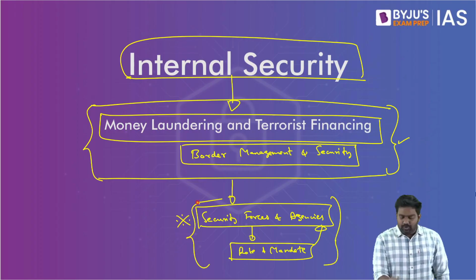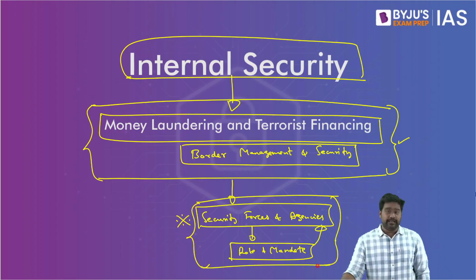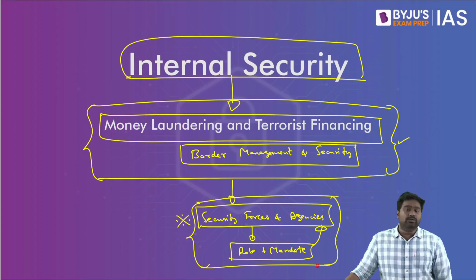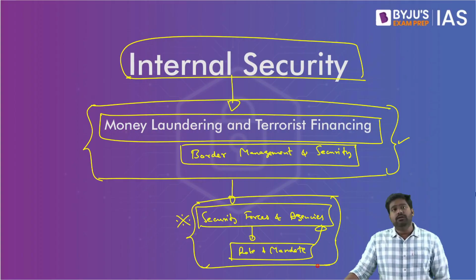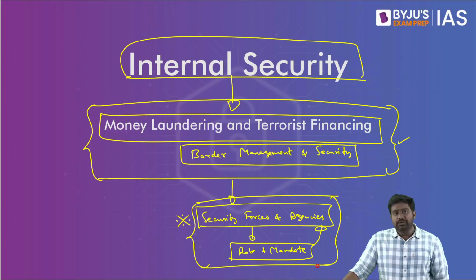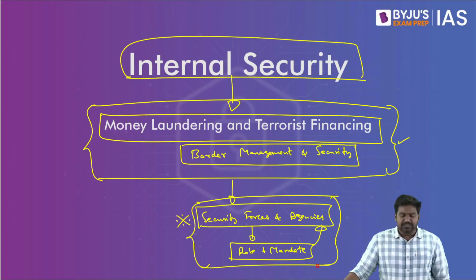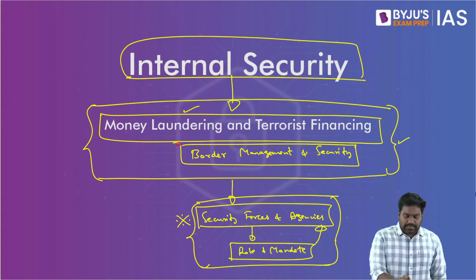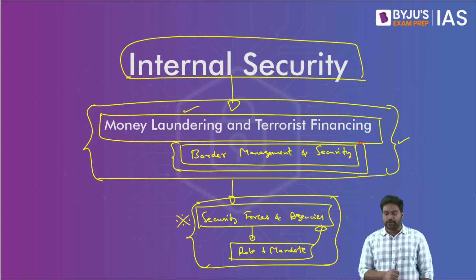Like, for example, we have already covered a few, like NIA, right? We have understood what is NIA, what is its role. Like that, we have to cover many other security forces and agencies of India. So we'll keep that to the last. That's the last topic. But first, let's focus on money laundering and later border management and border security.